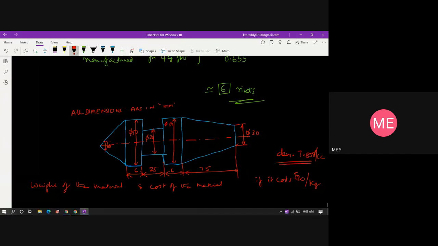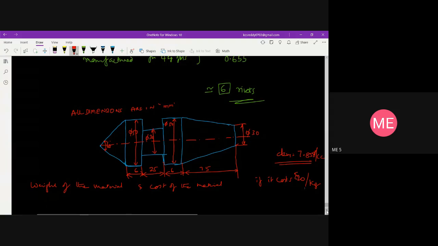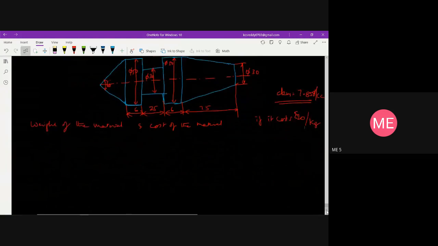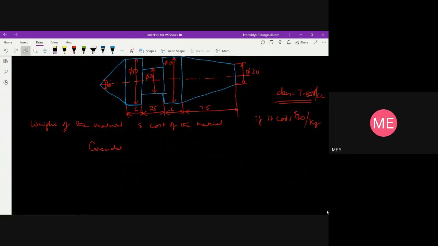So based on the data, first write down the data. So what are all the data given? One is the density of the material, which is 7.85 grams per cc, and he has given the cost of the material is equal to 20 rupees per kg.